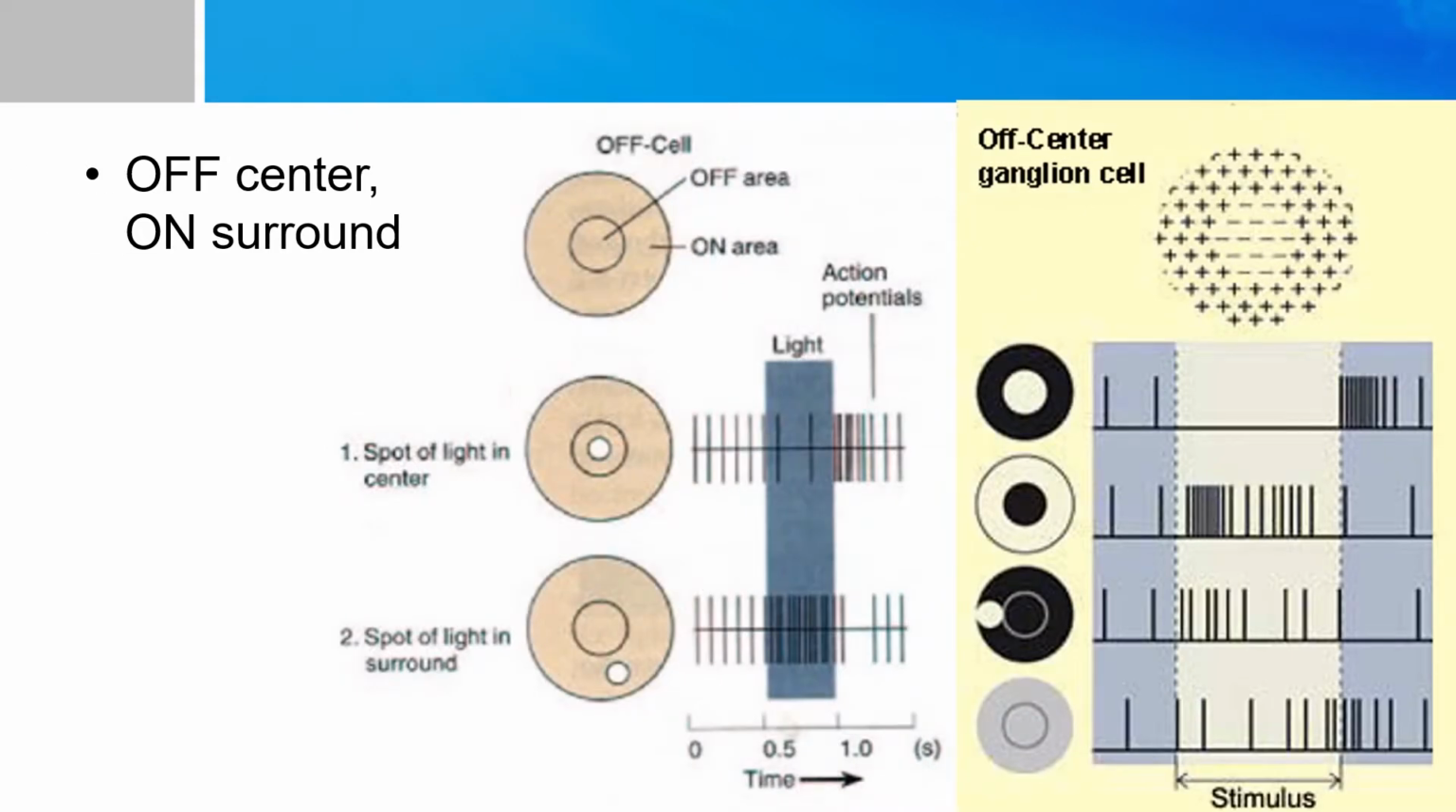Now in contrast, there is another kind of bipolar cell, the off-center on-surround, which has the exact opposite effects of what we just talked about. This type of cell becomes depolarized when an area of darkness strikes the center of its receptive field, and hyperpolarized when it strikes the surround.